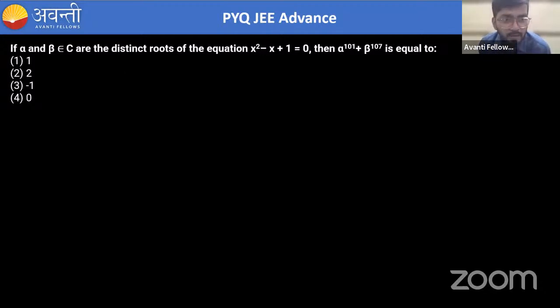Now guys, here alpha and beta are the distinct roots of this equation, x square minus x plus 1 equals to 0. So alpha beta are the distinct roots of this equation, which means what?